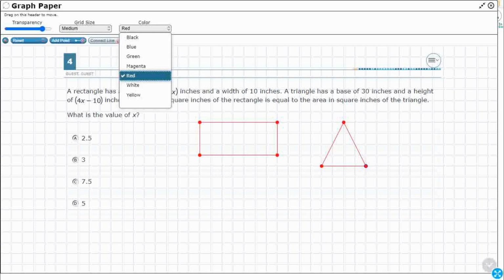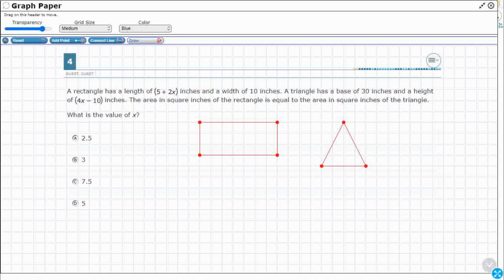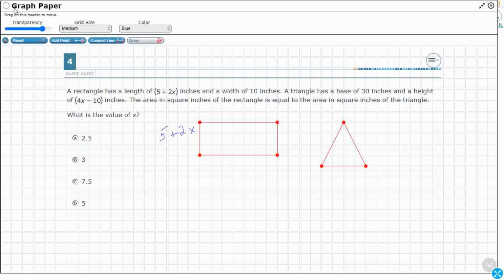So what do we know about this triangle? What do we know about this rectangle? Well, the rectangle has a length of 5 plus 2x inches and a width of 10 inches. So there's my length and my width. The triangle has a base of 30. Obviously these are not proportional, but we'll just go with it. We don't necessarily have a height on this one, so I'm going to draw one right there. We'll say that's 4x minus 10.